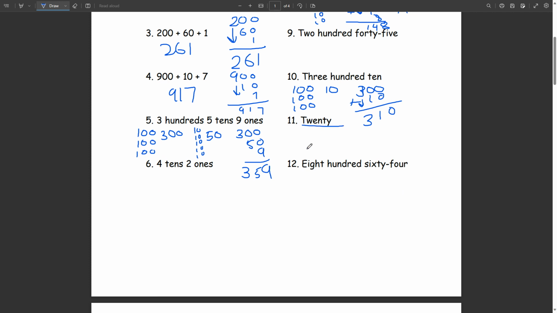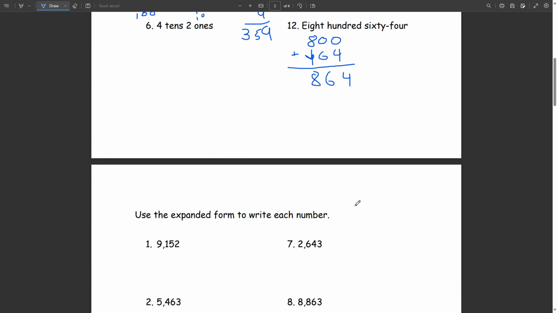Number 11, 20, which is just 20, right? And then number 12, 864. So 800, so we can write 800 like this, and then 64. So this is going to be our equation, so 800 plus 64. 4 plus 0 equals 4, 6 plus 0 equals 6, and then just drag down the 8 to get 864.